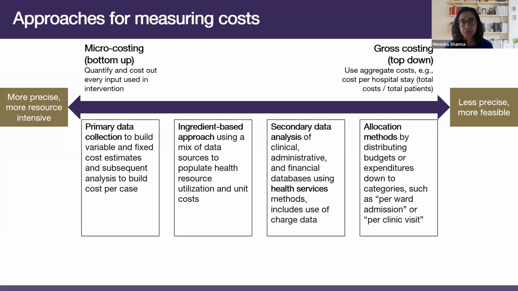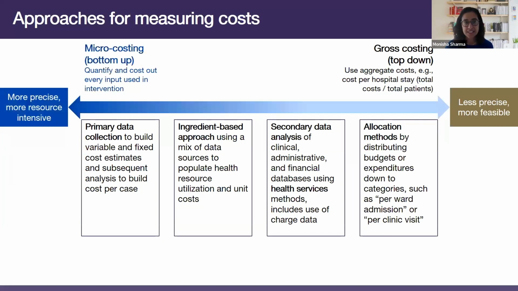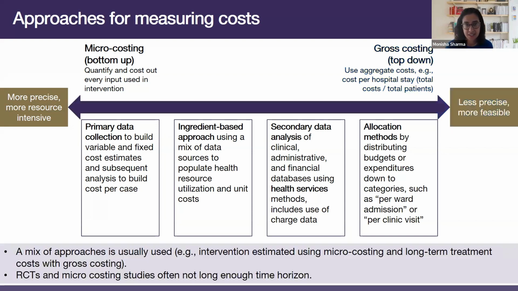There are several approaches for measuring costs, and they range from more precise, so microcosting, where you quantify every input that's used in an intervention. That's the most precise, but it's also the most resource intensive. And then on the other side of the spectrum, we have gross costing, where we just take the total cost of the budget and then divide it by the number of people seen. And then we just get a lump sum of cost per person served, cost per clinic visit. In general, we conduct a mix of these approaches. So we don't microcost every aspect, but maybe the aspects that we care the most about.